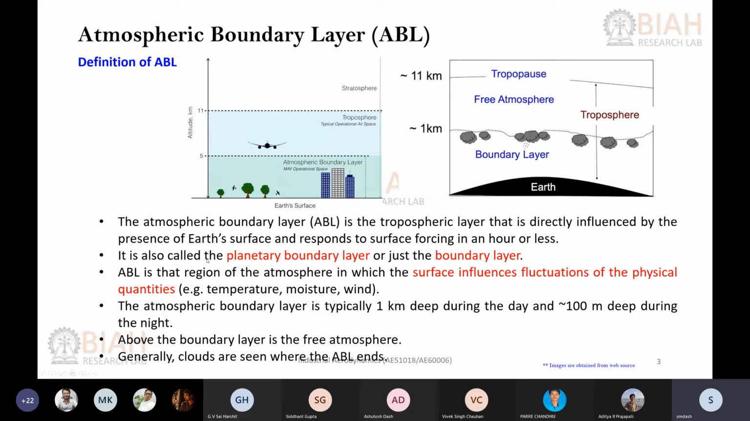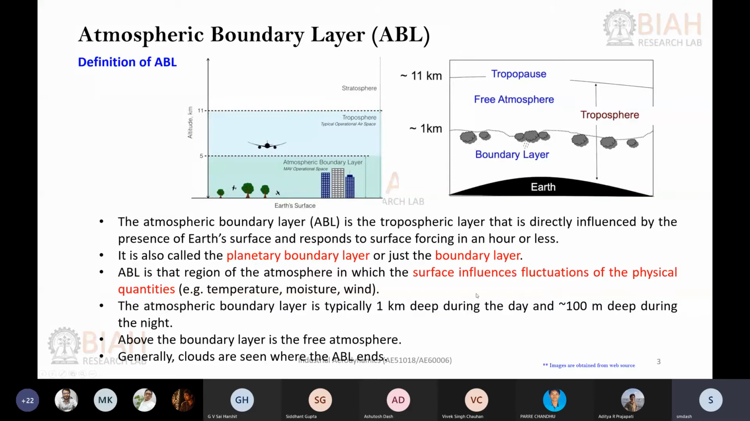Sometimes this atmospheric boundary layer is also called the planetary boundary layer, PBL, or just boundary layer. The abbreviation for atmospheric boundary layer is ABL, which I forgot to mention before. So it is ABL, meaning atmospheric boundary layer, and it is otherwise also called the planetary boundary layer or simply boundary layer.